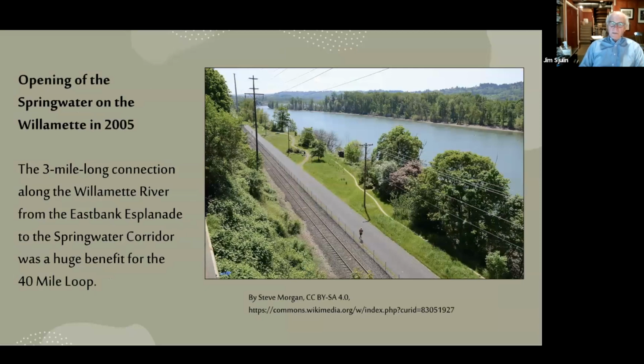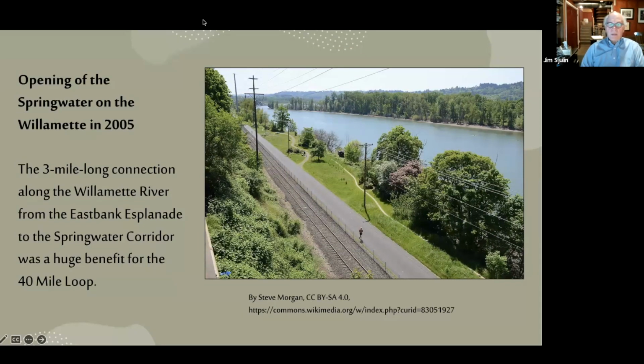So this is called the Springwater on the Willamette. The earlier Springwater, and we'll get to a map where we can piece this all together for you, is the portion of the Springwater railroad line that comes into Portland from a southeast Portland neighborhood right along the banks of the Willamette River. So we actually started calling this one Springwater on the Willamette.